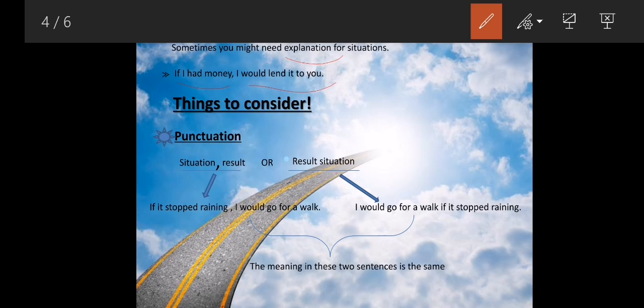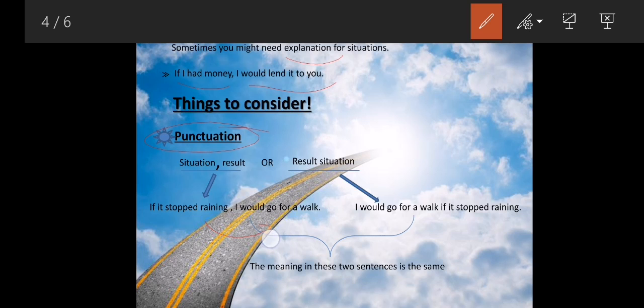Okay? There are a few things to consider here, guys. I have some extra tips to understand the second conditional or unreal conditional better, and to help you use it accurately. The first one is punctuation. You can change the order of the clauses.